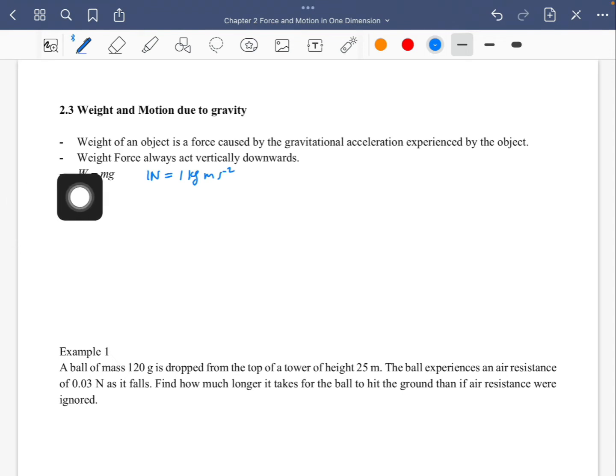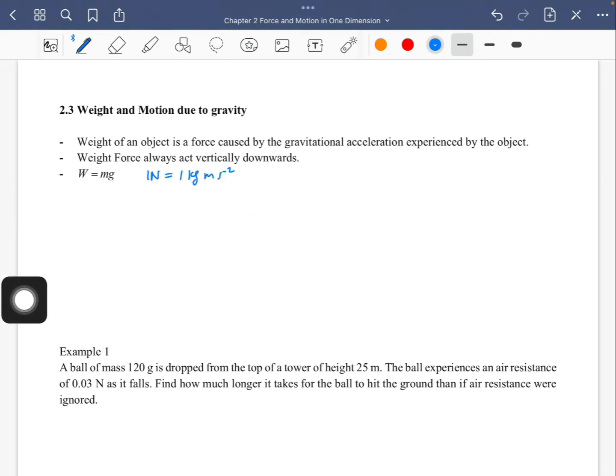Again, weight is equal to mass multiplied by gravity. Weight is a force, mass is not a force. Mass is basically the composition of a body, and weight is a force, and it has direction, and the direction is always vertically downward.